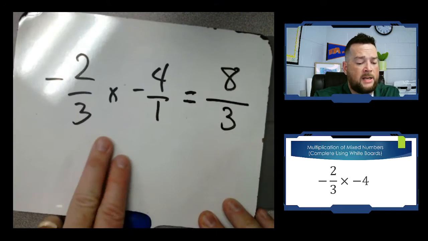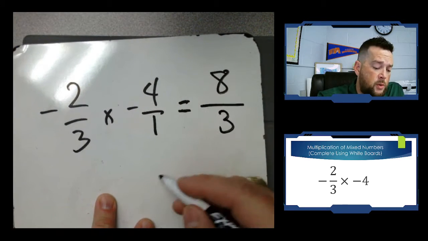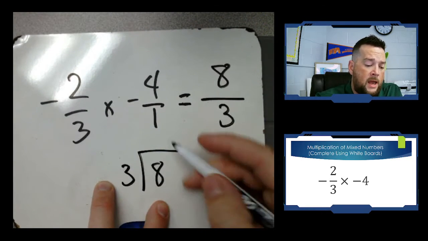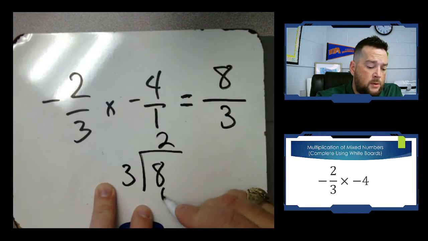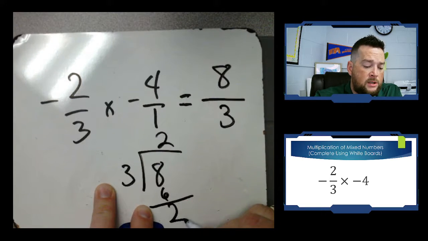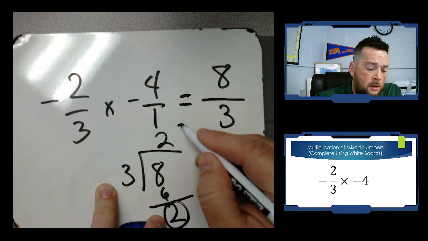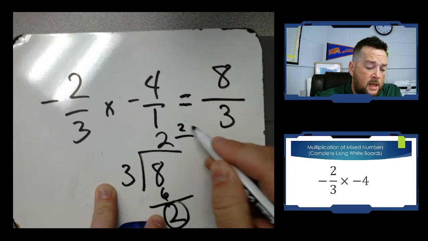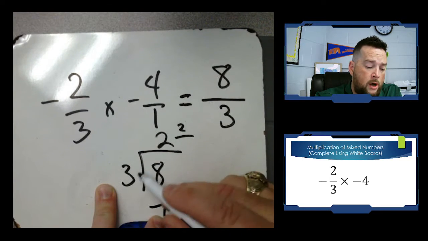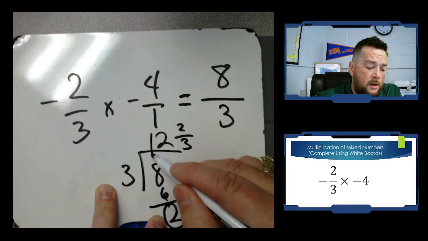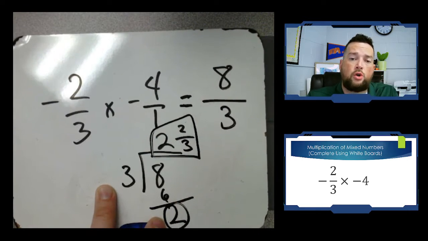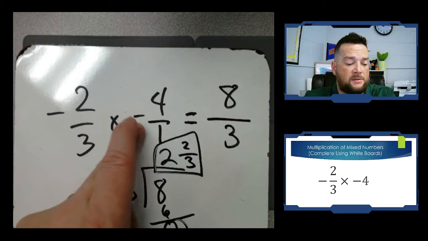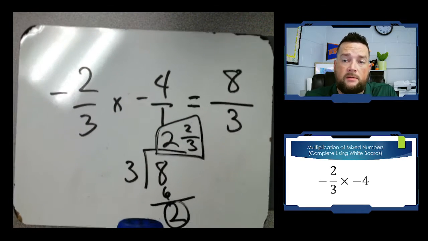If you remember from the last video, with improper fractions, we take the top number, divide it by the bottom number, right? 3 will go into 8 2 times. 2 times 3 is 6. 8 minus 6 is 2. So I've got a remainder here that I'm going to put in my extra little fraction up at the top. That remainder becomes our new numerator, and then our divisor is our denominator. So we have 2 and 2/3 as our answer. And remember, it was positive because we had a negative times a negative. That makes a positive product.